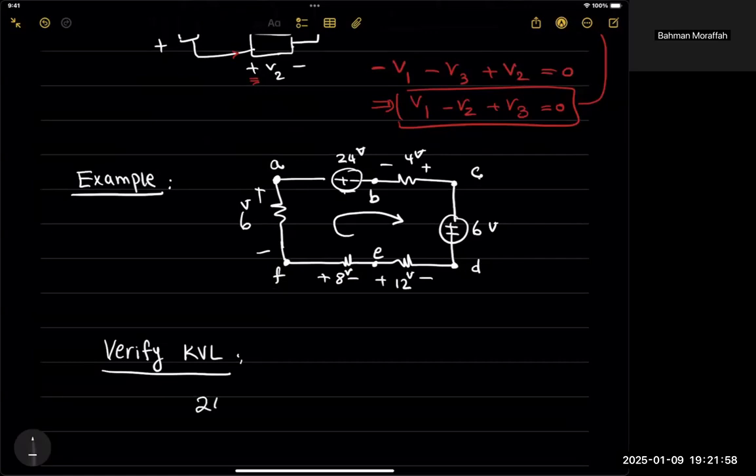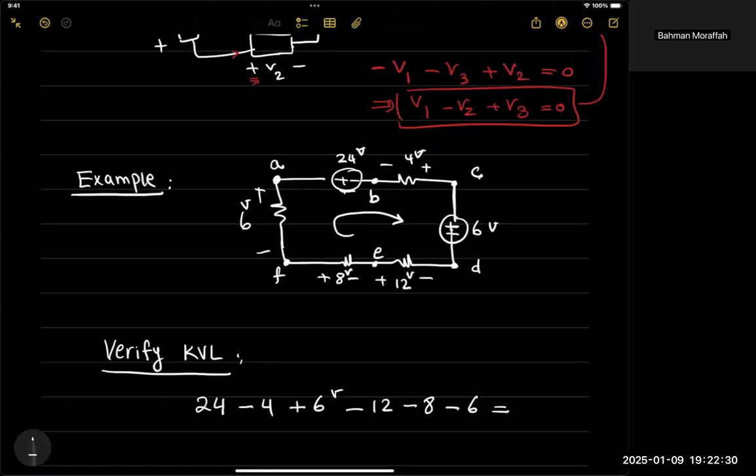So I have 24. As soon as I hit B, I have a negative sign over there, so I have minus 4. Then I have plus 6 volts because at C, I'm seeing this positive sign first. Then if I move on to D, I have minus 12 volts. At E again, I hit the negative sign first. I have minus 8. And at F, again, I see negative 6.